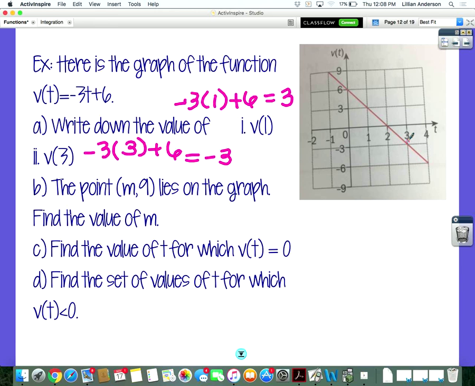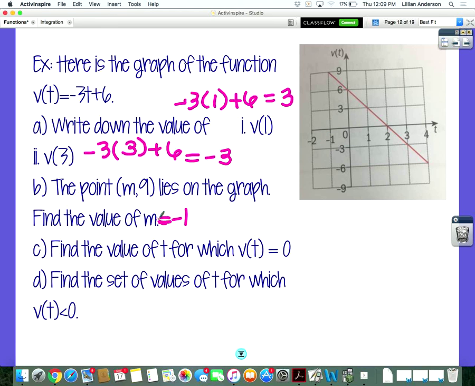Now it says the point (m, 9) lies on the graph. Find the value of m. How do you guys figure this out? You can look at the graph for sure. Except this time you're going to where y is 9 and you're looking for your x value this time. So when y is 9, x is -1.